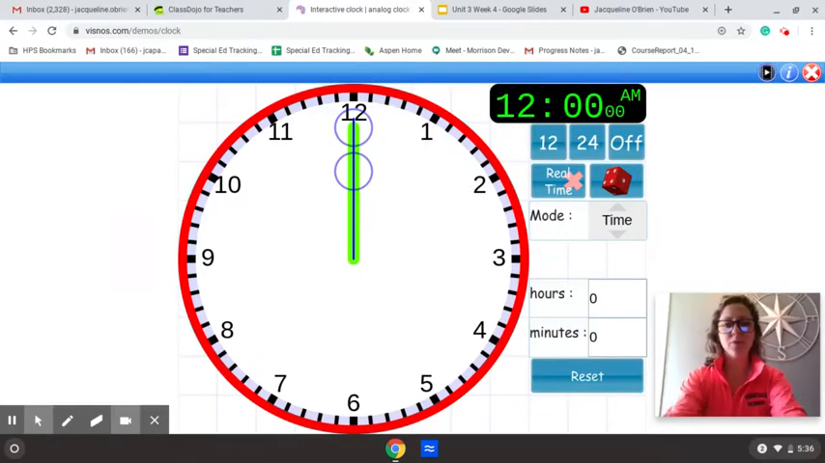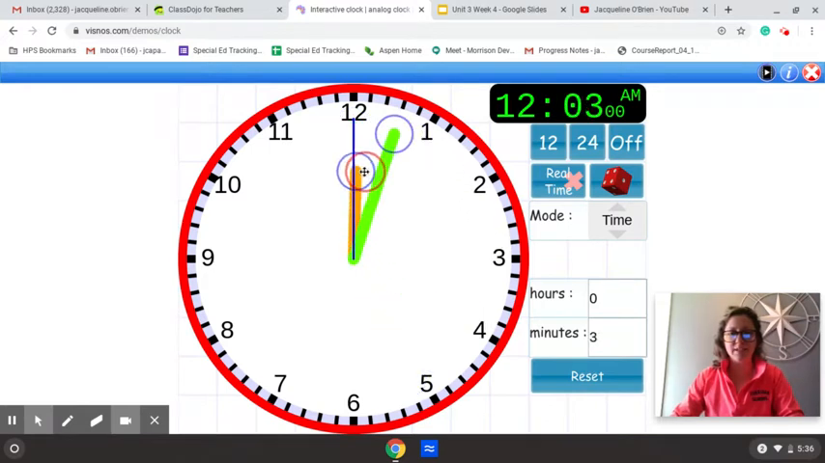So I know we have been doing a lot of work on telling time to the hour. If you look right here, you can see that both hands, the minute and the hour hand, are pointing up to the 12. So that means 12 o'clock.